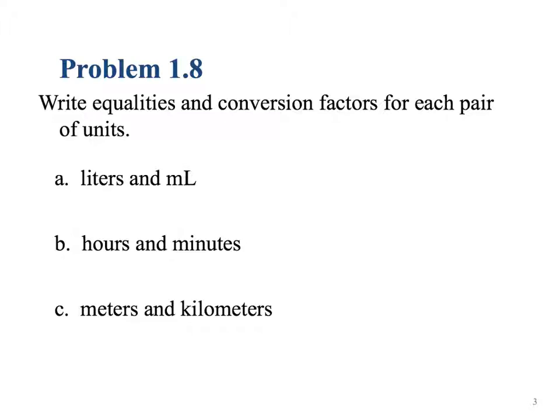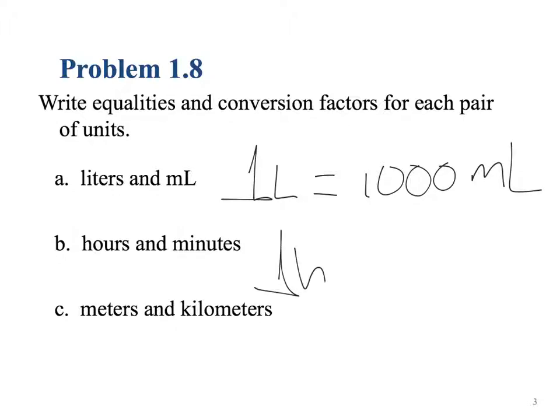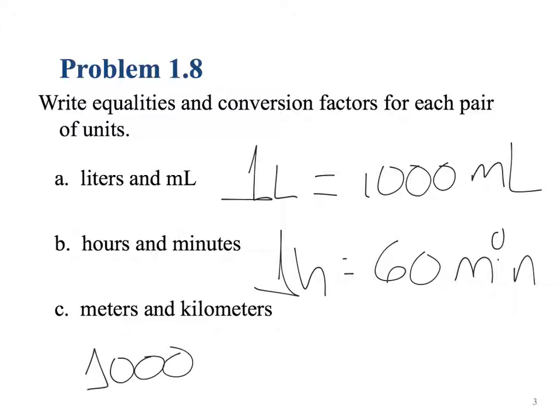So let's write equalities for liters and milliliters. By looking at the previous table, we say 1 liter is equal to 1,000 milliliters. Hours and minutes: 1 hour equals 60 minutes. 1,000 meters equals 1 kilometer.